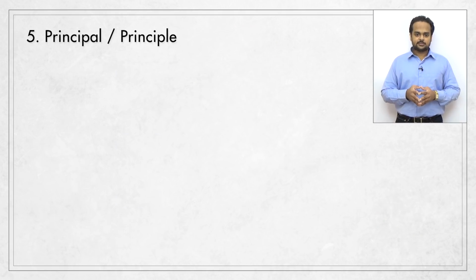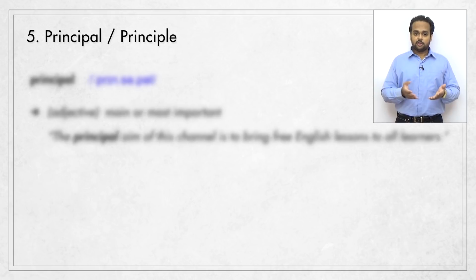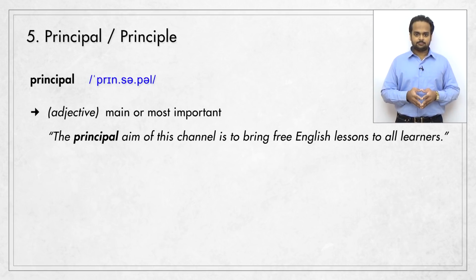Number 5 is principal and principle, which both sound the same. Principal, spelled with al at the end, is an adjective that means main or most important. For example, the principal aim of this channel is to bring free English lessons to all learners. Principal aim means the main aim.